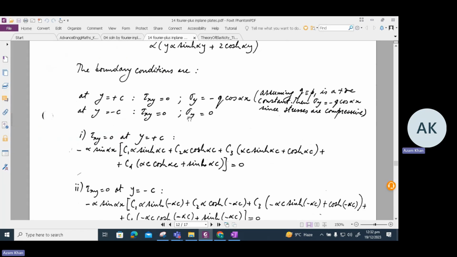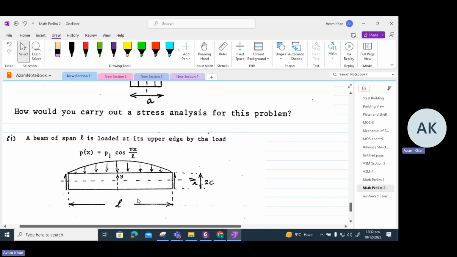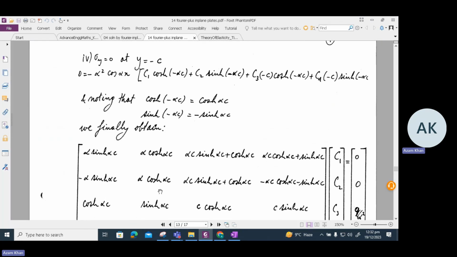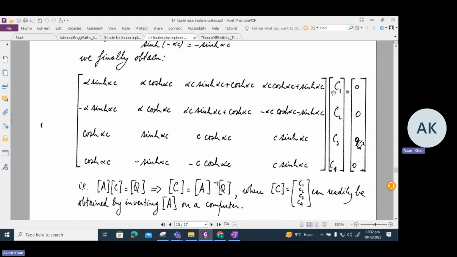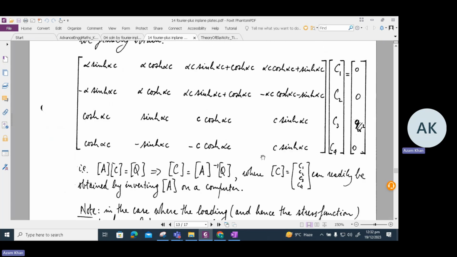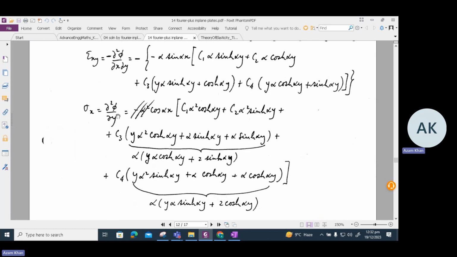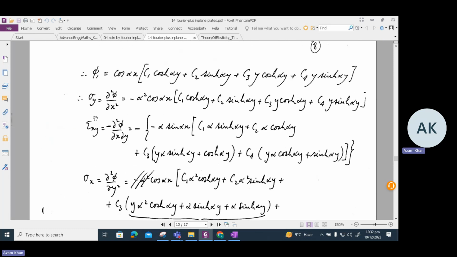Therefore, sigma y is equal to 0 at the lower boundary. As we can see, there is no load applied at the lower boundary. Four equations and four unknowns will give us constants C1, C2, C3 and C4. We'll plug back these constants in the Airy stress function and work out our stresses.